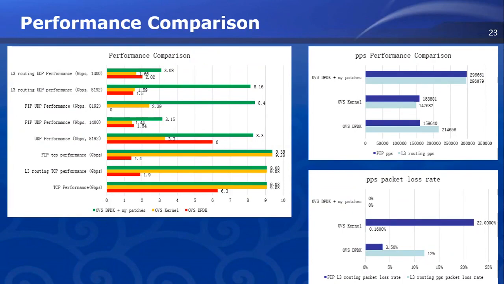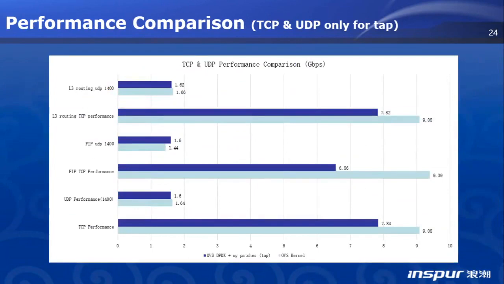For the case where the VM uses a tap interface, we also compared all the performance indices between OVS kernel and OVS DPDK with our improvement patches applied. You can see the performance data is not that bad. They are beyond our expectation. That is to say, its performance is acceptable compared to OVS kernel.